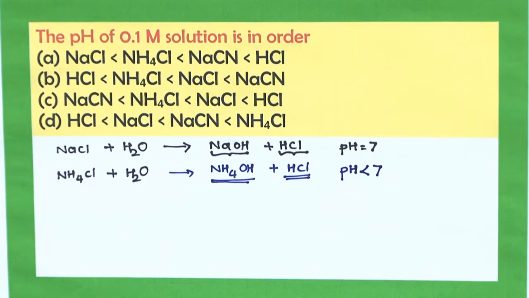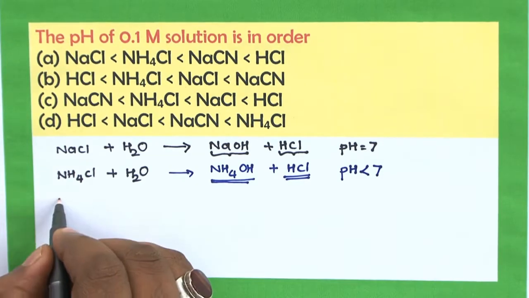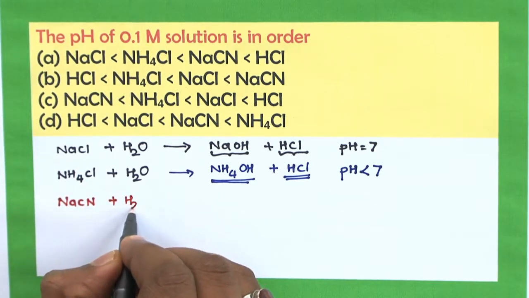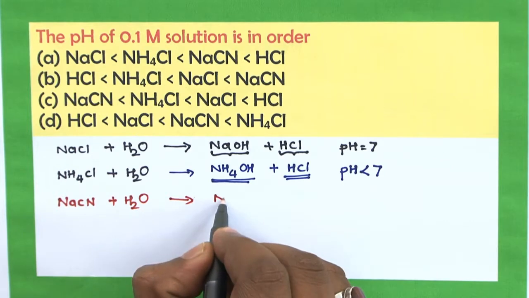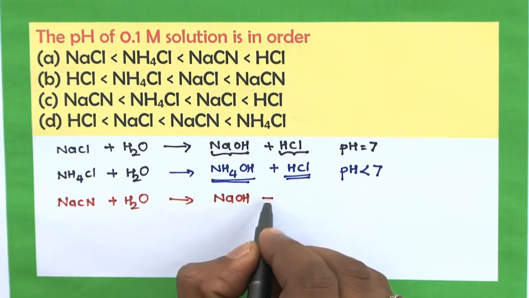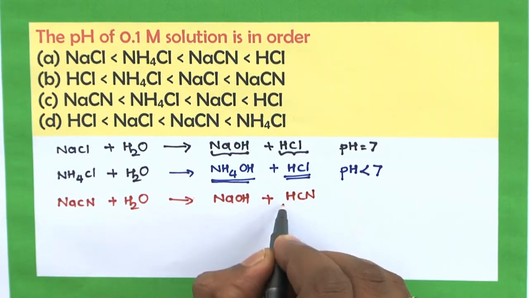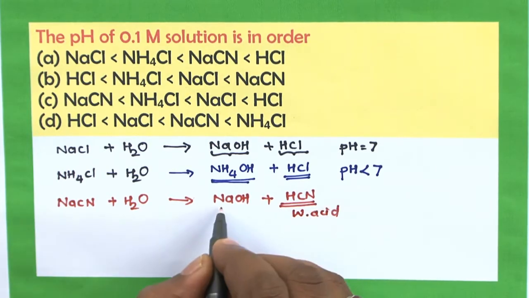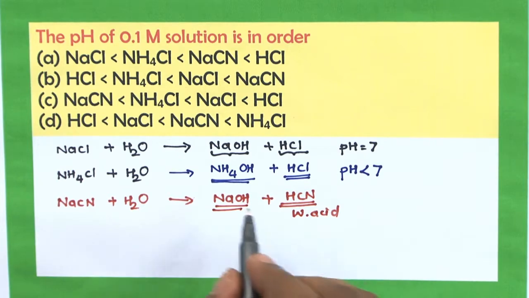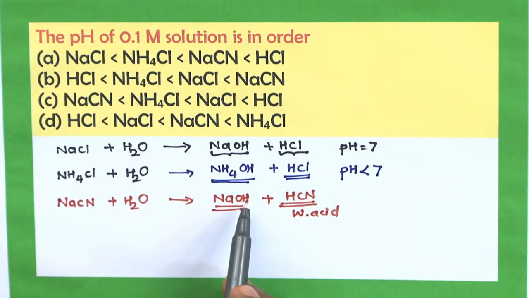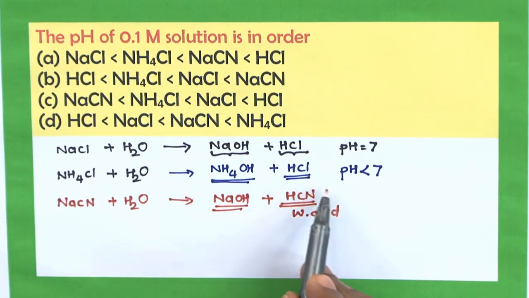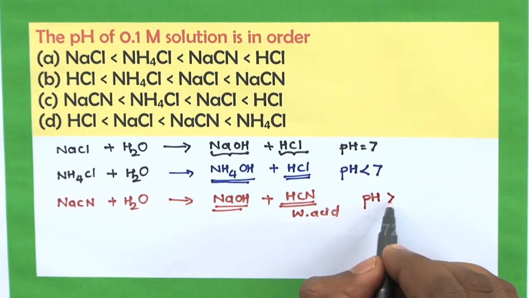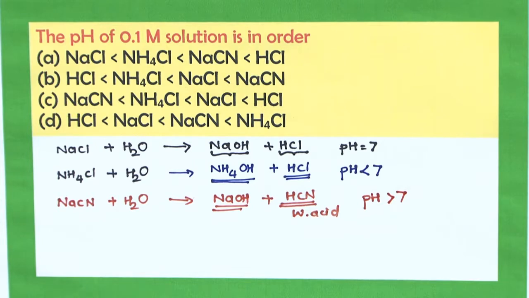The next given is sodium cyanide. Sodium cyanide, when treated with water, forms NaOH and HCN. HCN is a weak acid. NaOH is a strong base, hence the solution will be basic in nature because this undergoes complete dissociation, whereas this undergoes partial dissociation. Solution will be basic. If the solution is basic, pH will be greater than 7.